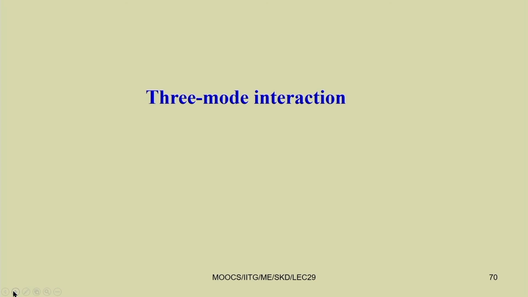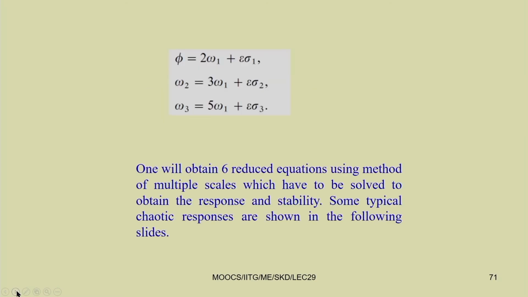So, let us see another example or another type of system, where we can take the 3 mode interaction. We have the same base excited cantilever beam, but with 3 mode interaction. 3 mode interaction means we have taken the external frequency phi equal to 2 times omega 1 plus epsilon sigma 1.